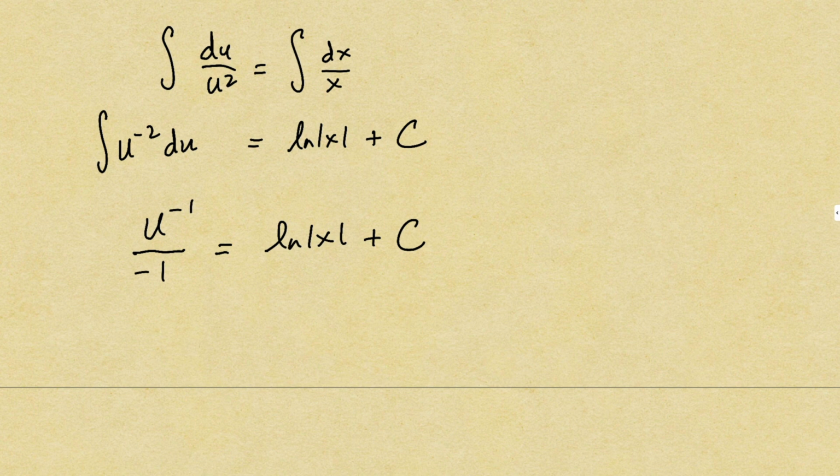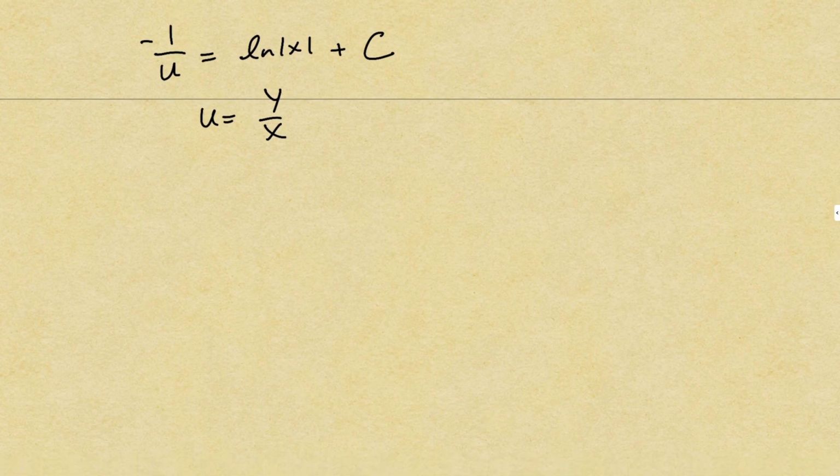So now at this point, we have to remember that really we didn't care about u. What we cared about was y. So maybe let's simplify this a little bit here. We have u to the minus 1 is 1 over u, right? So this becomes minus 1 over u is log of x plus our constant. So what was u? Well, if we remember, u was y over x. That was our initial substitution. So that means 1 over u must be x over y. So we have minus x over y equals log of x plus c.